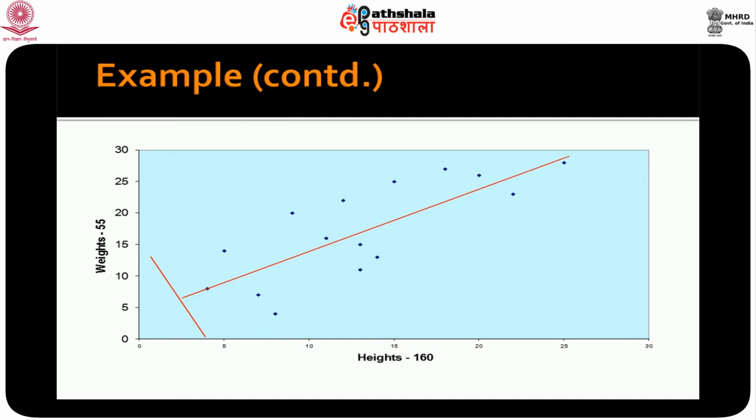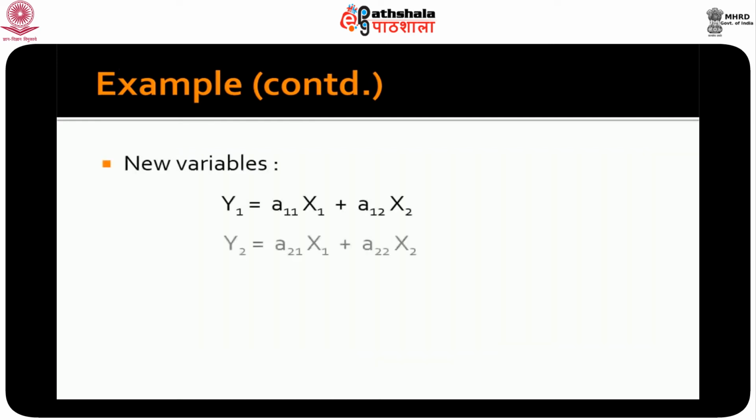So, what we do is, instead of the two variables heights and weights, we take just the combinations. Mind you, these red lines are combinations. So, the first red line is say y1, which is a11 x1 plus a12 x2, and the second red line is y2, which is a21 x1 plus a22 x2, these two lines being perpendicular to each other.